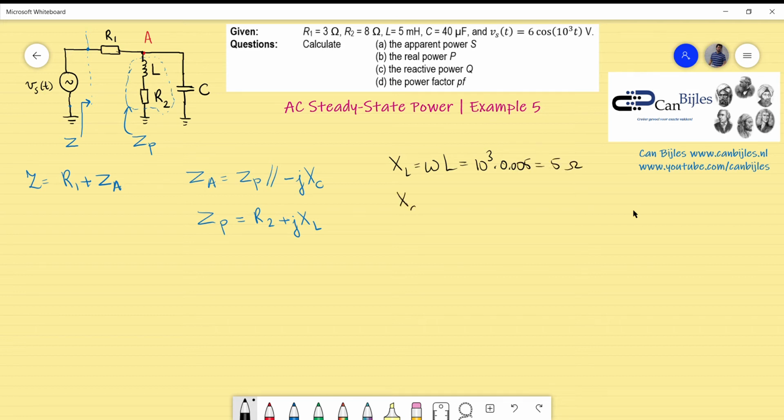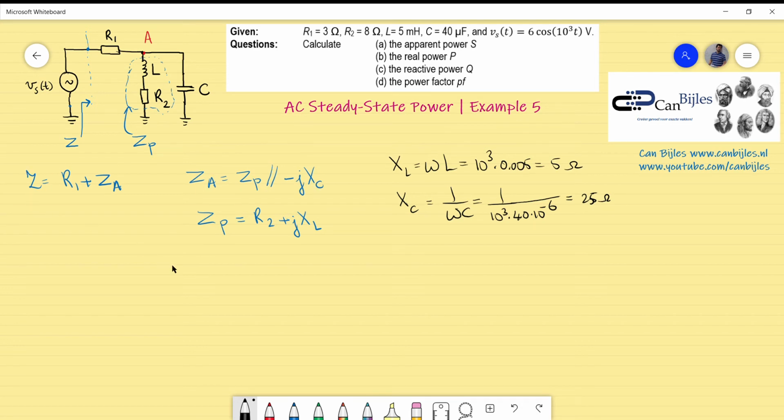If I now do that for the capacitor reactance, so 1 over omega times C, again the same procedure, 10 to the power 3 for the omega, and we have 40 microfarads, so 40 times 10 to the power minus 6, which will result in 25 ohms. So I have now both of the unknowns here, so I can continue with the calculation of ZP, and after that I will continue with the calculation of ZA, and then I have the total impedance.